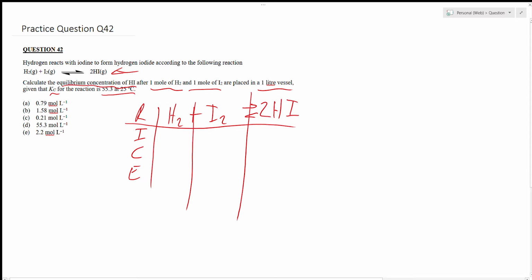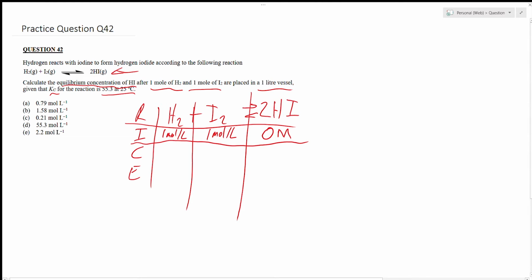So initially we're told that we have 1 mole of hydrogen in a 1 litre container. So our concentration initially of hydrogen was 1 mole per litre. Initially we had 1 mole of iodine in a 1 litre container, so it's 1 mole per litre concentration. We're not told about a concentration of hydrogen iodide, therefore it's 0 molar or 0 moles per litre.